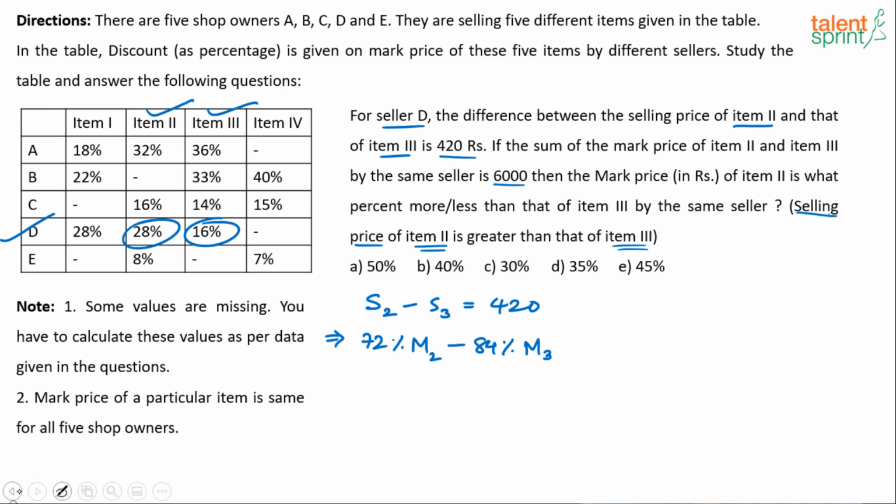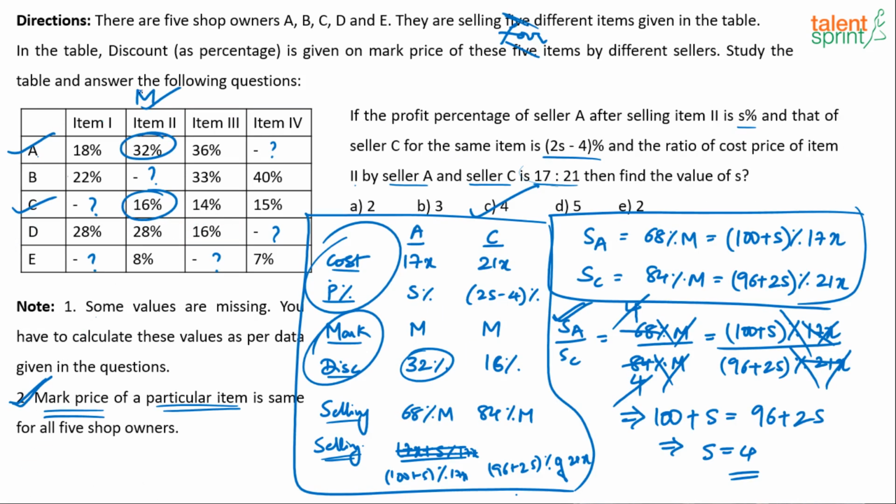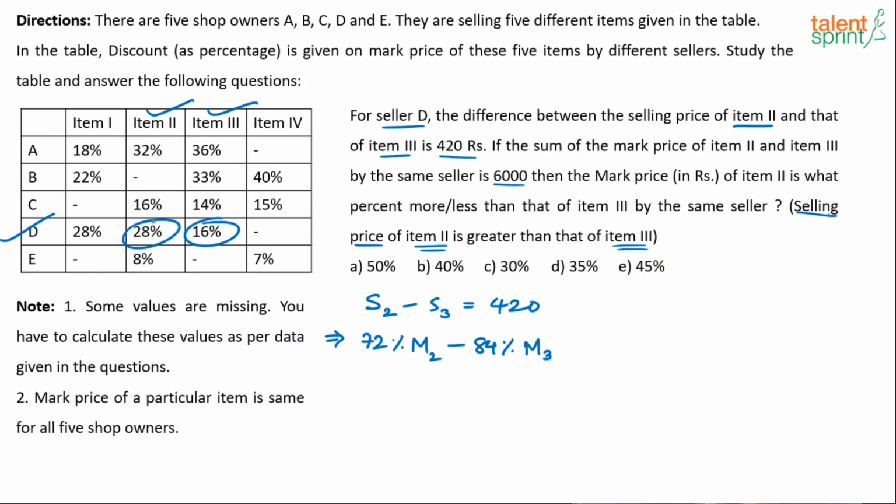In the previous case, we are referring to only one item, item 2. So we considered mark price as M for all the shopkeepers. But in this case, we are referring to different items. So if the mark price of this item is M2, the mark price of this item would be M3. So 72% of M2 minus 84% of M3 is equal to 420. That's equation 1 we have.